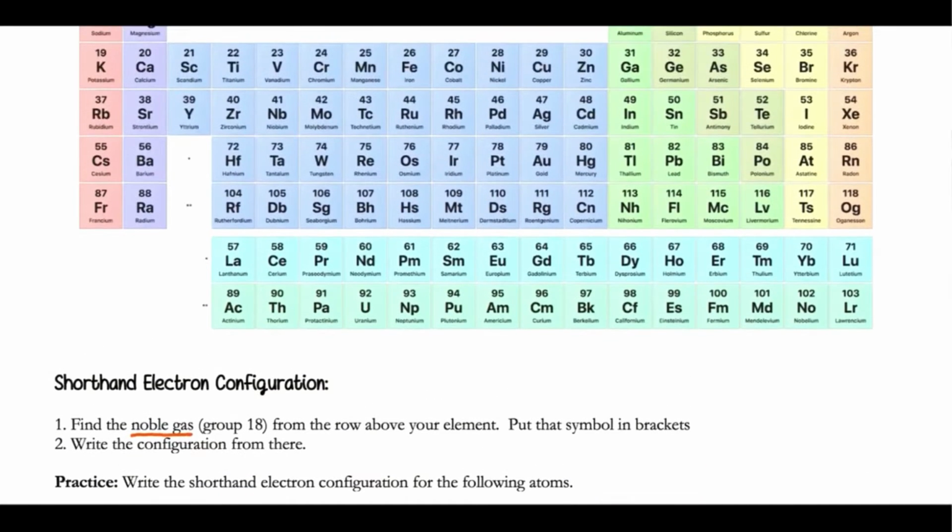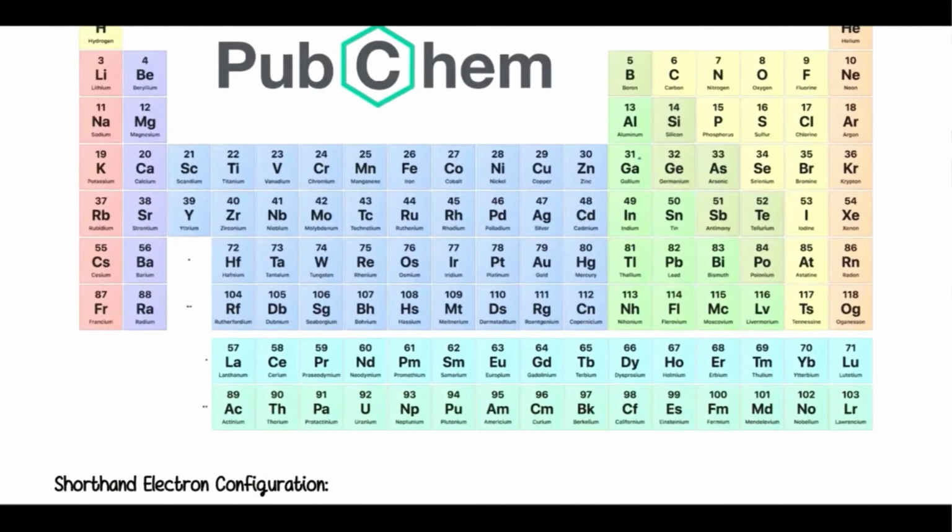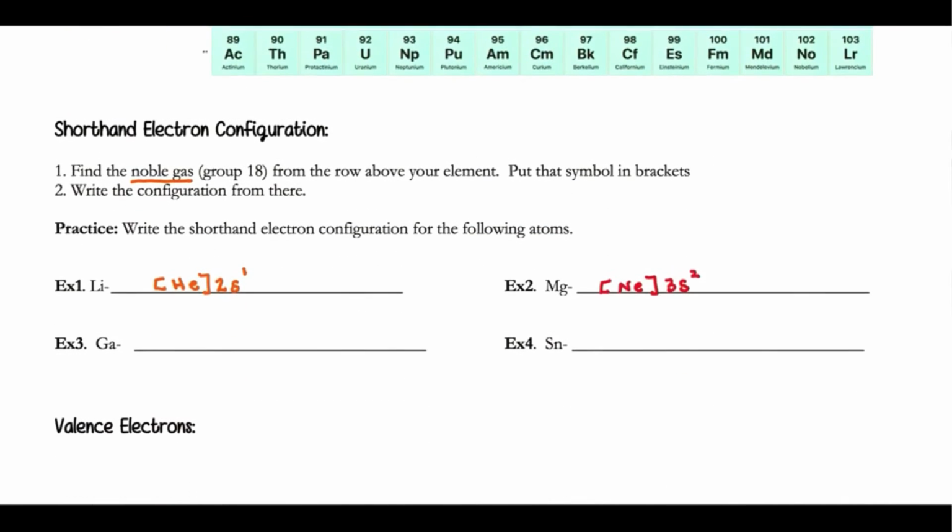Gallium, Ga. So I got gallium here. Okay, so I'm going to move up a row and all the way across. I'm going to put argon in brackets, and then it's just going to be 4s2, 3d10, and then 4p1. Okay, so I'm going to write that out. It'll just be argon in brackets, 4s2, 3d10, and 4p1.